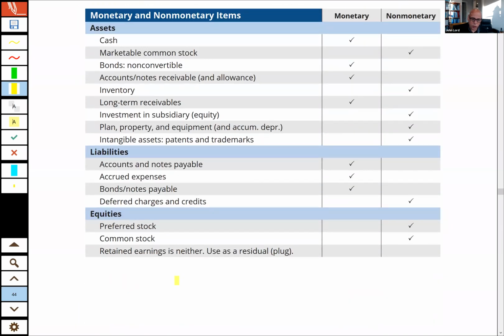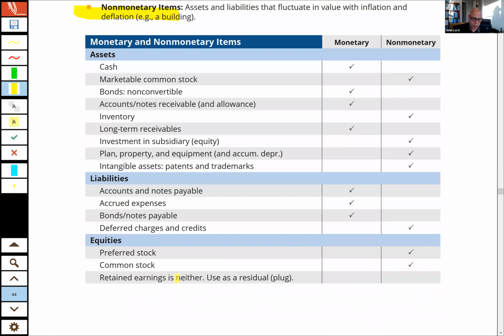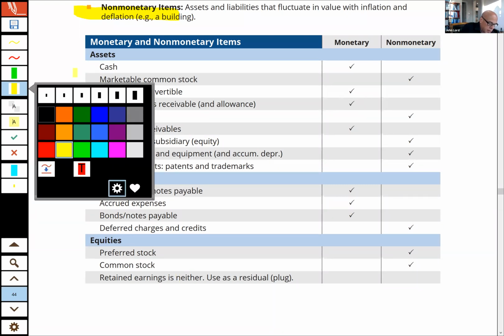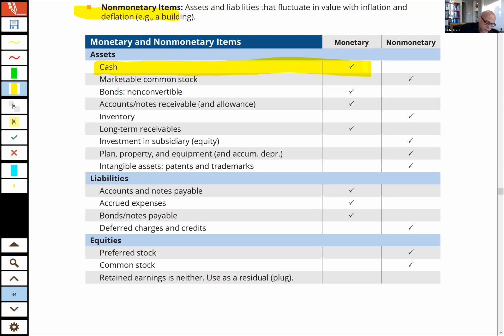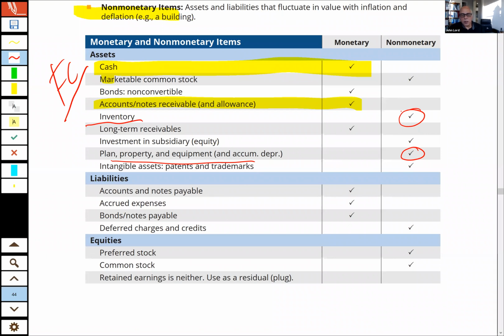Now, when you look at the monetary and non-monetary items, really that's constituted on our balance sheet. We take a look and you can see that cash is considered monetary. You can see that accounts and notes receivable are considered monetary. So if you need to flashcard this table, do that. Non-monetary classic example is what? Buildings, but notice that inventory is considered non-monetary.